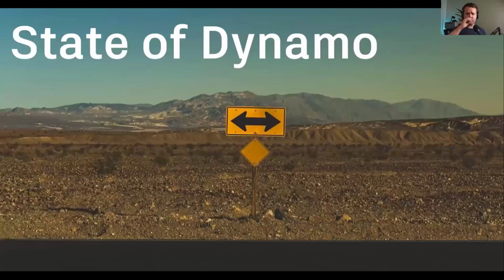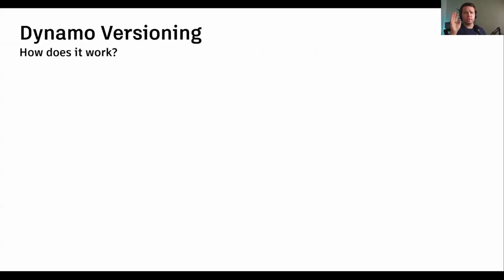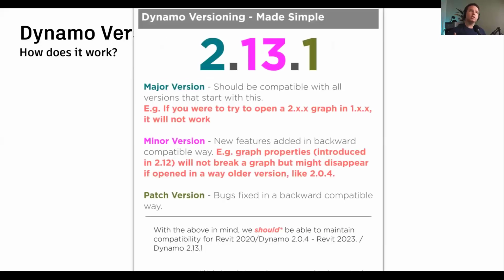And I want to share a few things about Dynamo. So Dynamo versioning is confusing as heck. I'm going to show Revit 2023 today, but with how Dynamo versioning works, we should be able to manage Dynamo graphs from Revit 2023 all the way back to Revit 2020 at this time. And that's because of a process called semantic versioning. That first number, that number 2, that greenish teal, that's a major version. So any graph that starts with that should be compatible with one another.